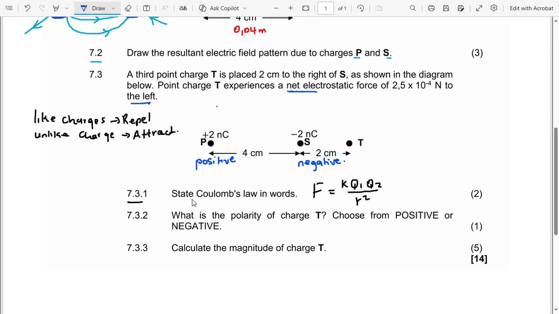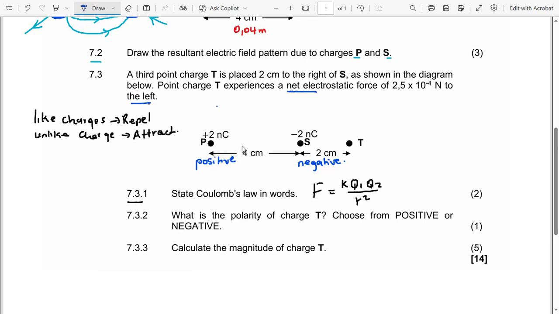I need you to focus on the direction of the net force. So you are told that T experiences a net force to the left. Okay, so this is what you are told, that T experiences the net force to the left. The final answer must explain why the force is to the left. So now we know that T is 2 centimeters from S. We can see that it's very close. Okay, so T is very close to S than to P.